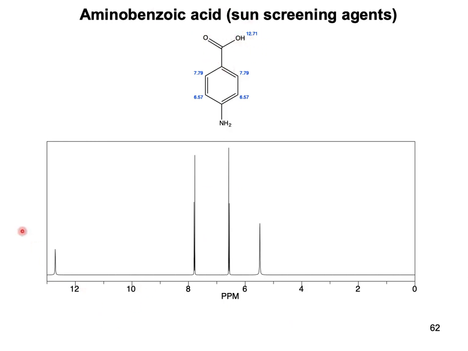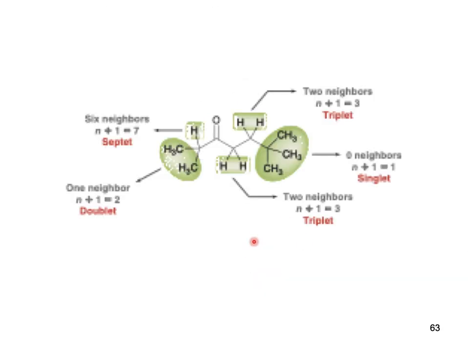The carboxylic acid is the most de-shielded, and these two are the aromatic protons. The carboxylic acid has more inductive effect, that's why these protons are more de-shielded. And then this one is a bit more shielded as compared to this proton, because it is near the electron donating group. This is for the protons ortho to the NH2 group, and this one is for the NH2 group. For this one, there is no adjacent proton, so 0 plus 1, a singlet, that's why it appeared as a singlet.